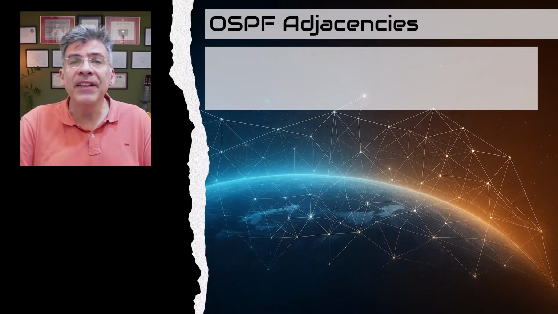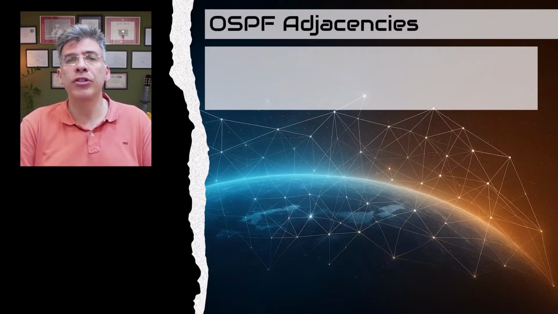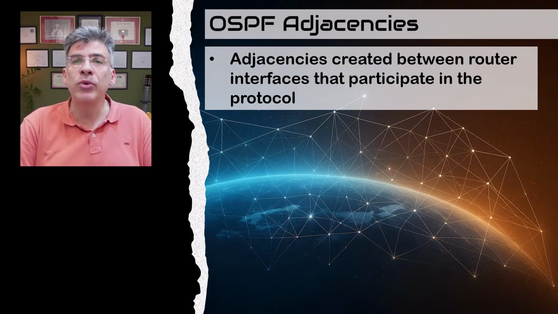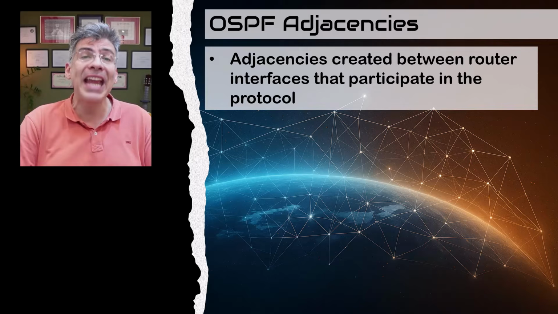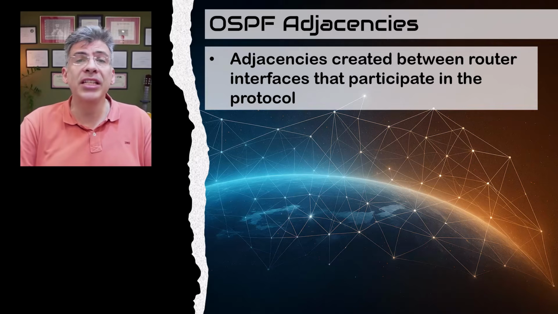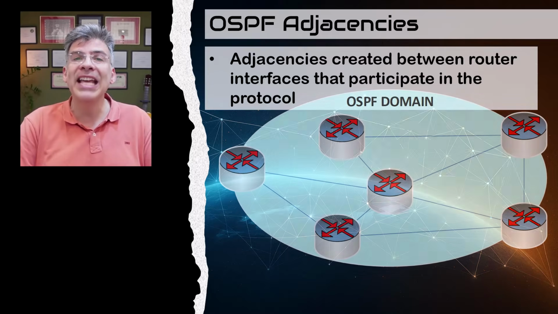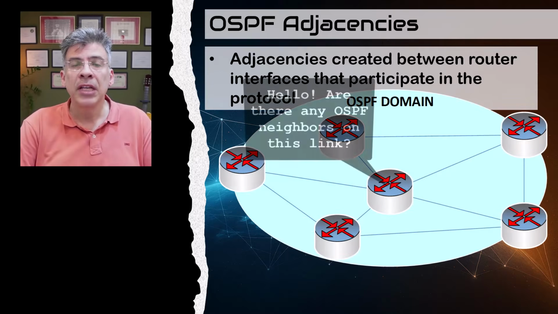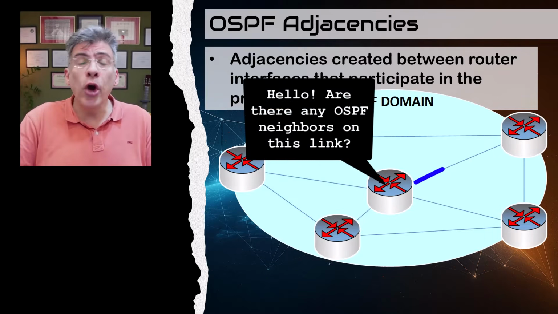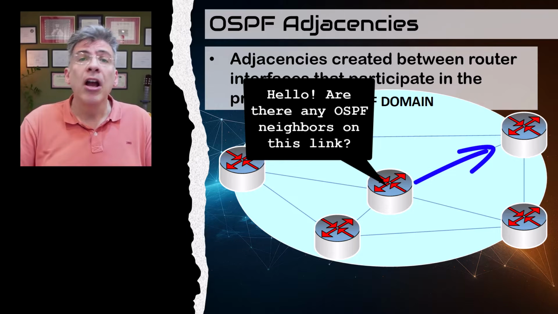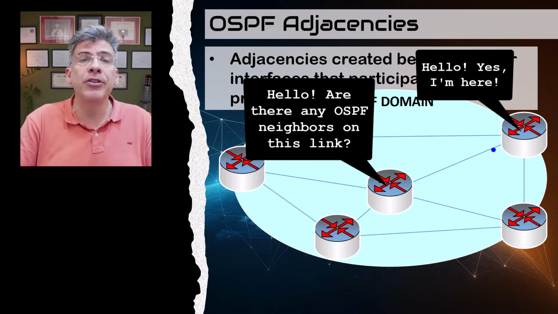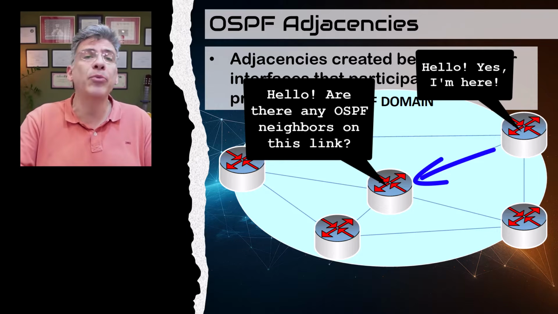Now, OSPF, like all dynamic routing protocols, forms adjacencies between OSPF-enabled routers on the interfaces that are enabled with the protocol. These adjacencies are created automatically by the sending of multicast hello messages, essentially saying, I'm an OSPF router, I'm here, are there any other OSPF neighbors found on my connected networks?